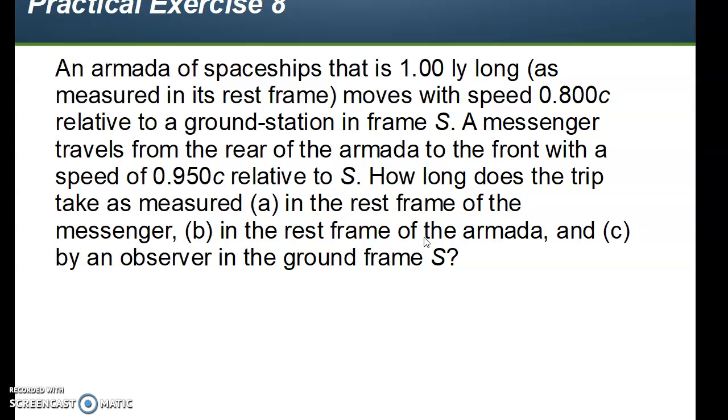Now we have an armada of spaceships. There's so many of them that it's 1.00 light year long as measured from its rest frame. And it moves with the speed of 0.8 times the speed of light relative to the ground station in frame S. A messenger travels from the rear of the armada to the front at the speed of 0.95 times the speed of light relative to S. How long is the trip measured in the rest frame of the messenger, the rest frame of the armada, and an observer in the ground frame S?